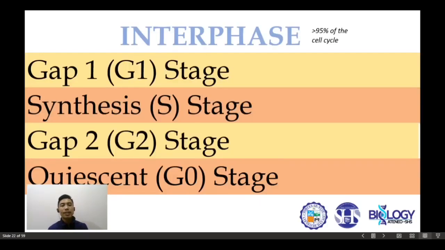As I have been repeating in the previous slides, interphase is divided into either three or four stages depending on the type of cell. These are the following: G1 or gap 1, other references say growth 1, then synthesis or the S stage, then growth 2 or gap 2 or the G2 stage, and some cells also have a quiescent stage or G0. Now, let's proceed with G1. Again, the G1, S, and G2 happen in order.